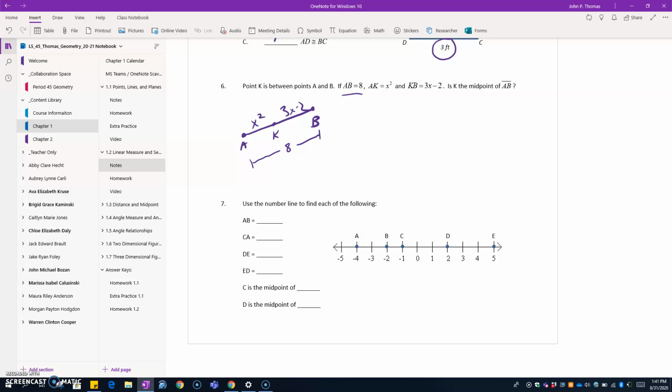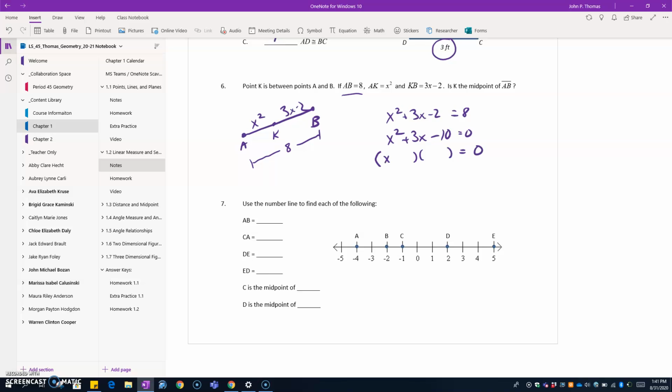So if we set this up similar to the other problems, I've got x squared plus 3x minus 2 equals 8. All right, get everything to one side because it's a quadratic. X squared plus 3x minus 10 equals 0. And that's factorable. Now this is going to flex some of those Algebra 1 muscles from last year.